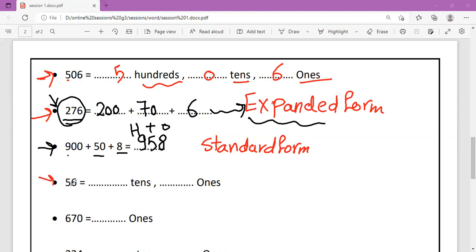This one, we have 56. 6 in ones, that's right, and 5 in tens. This is the place value. So 6 in the ones place, we just put 6 in ones. What about tens? We have 5, so 5 tens and 6 ones will give you 56. Let's go down and clear all of this.